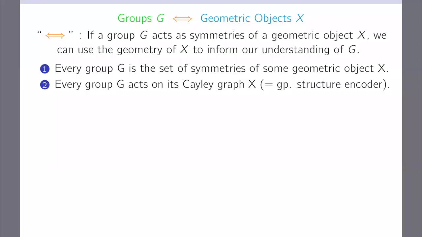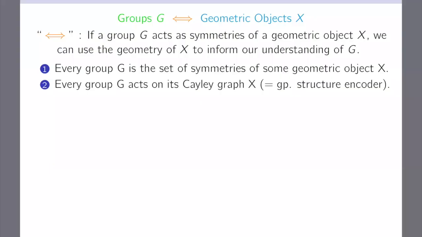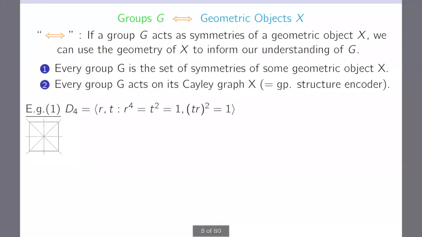And edges are labeled with generators. Now, it may be ugly, but we always at least have that. Okay, so take a look at this group, right? This is the dihedral group.